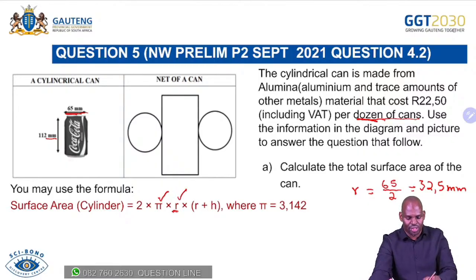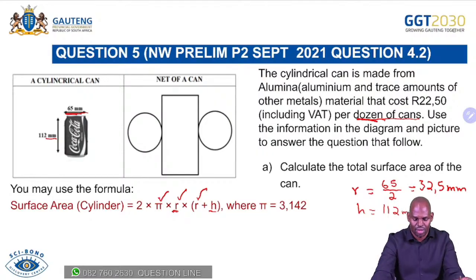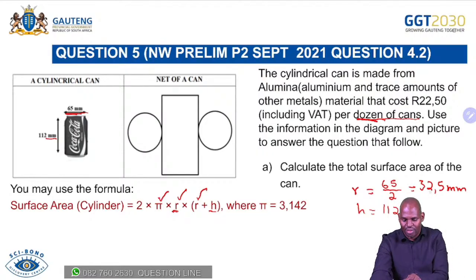Then let us look at the next one that we need to substitute. We know the radius, and it's the very same radius. Then we also have the height. Our height is 112 millimeters. So we've got everything that we're supposed to substitute, and everything is in the same unit. The radius is in millimeters and the height is in millimeters.